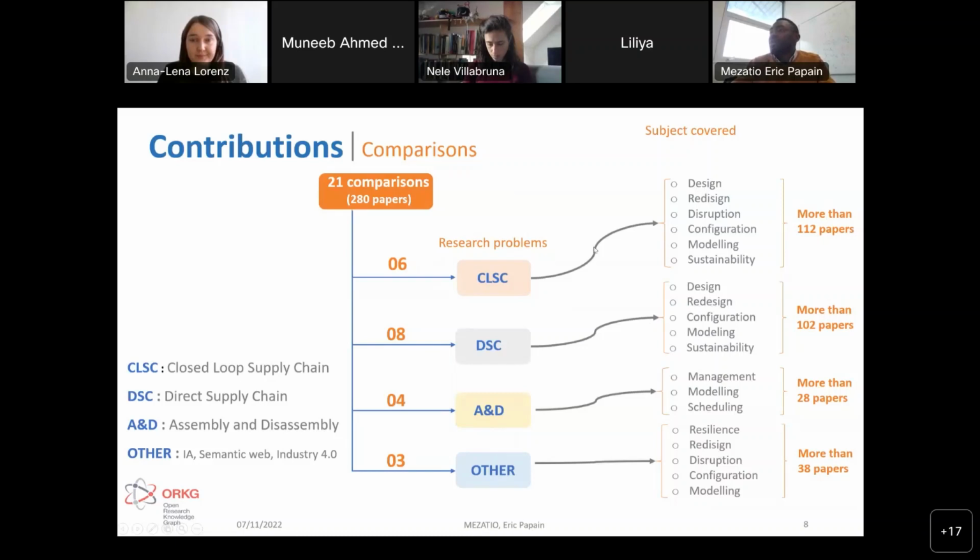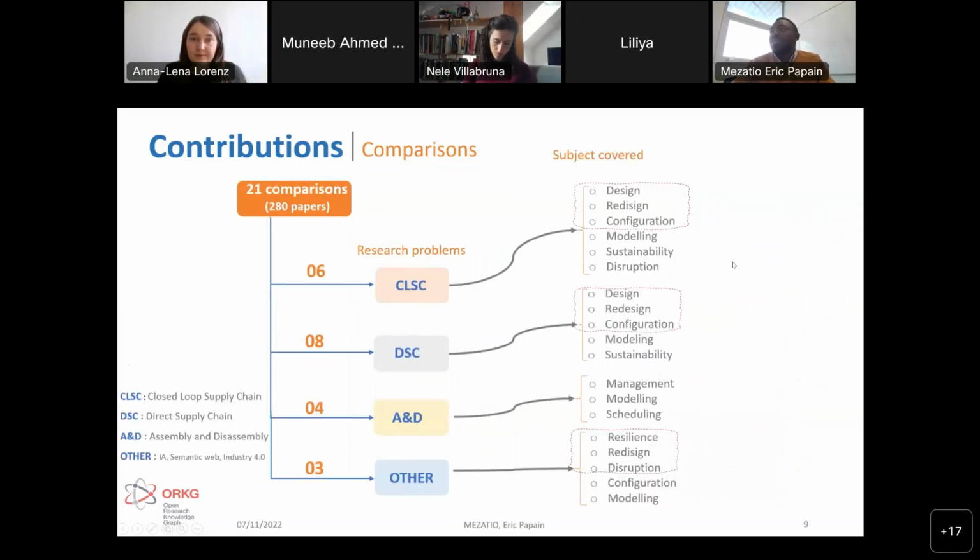And in the area of direct supply chain, we have a lot of characteristics, but the good thing to see here is that we can remark that all of these research problems can have a lot of similarity. For example, here we have a similarity with design, redesign, and configuration inside the two research domains, closed loop supply chain and direct supply chain. We can see the same remark in other areas, like semantic web and industry 4.0, where the authors work, for example, on redesign, description, and resiliency of supply chains, and the same subject is covered in the area of closed loop supply chain.